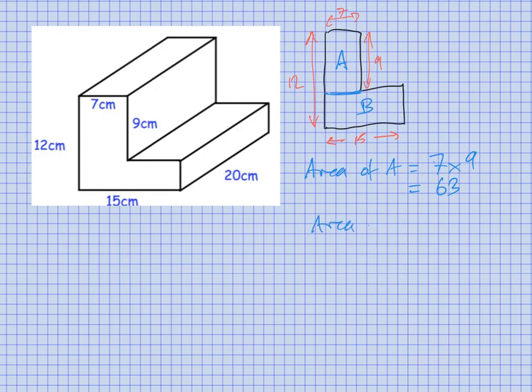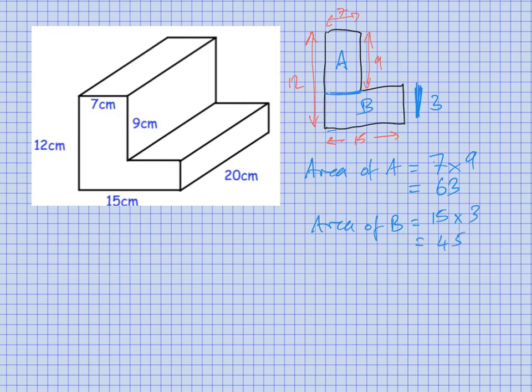The area of B, so this time I can see that the length of B is 15, but what's the height? What's this bit here? Well, it's got to all together add up to 12, because the height of the whole thing is 12. We've already used 9 in A, so that will be 3. 15 times 3 is 45.